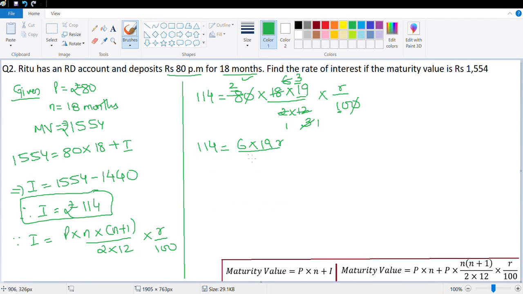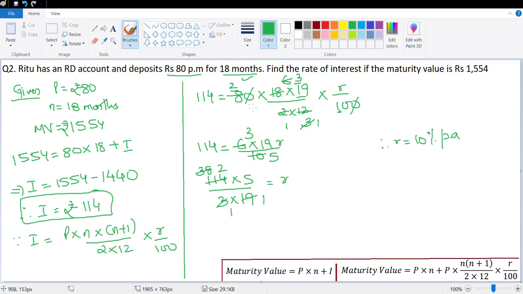There is a 10 in the denominator, so if I want I can simplify it further. This is 2 into 5, this is 2 into 3. So this is 114 into 5 upon 3 into 19 is equal to R. This is 3, 3 3s are 9. That's 24, 3 8s are 24, 19 into 1, 9 into 2. Therefore, R is equal to 10% per annum.